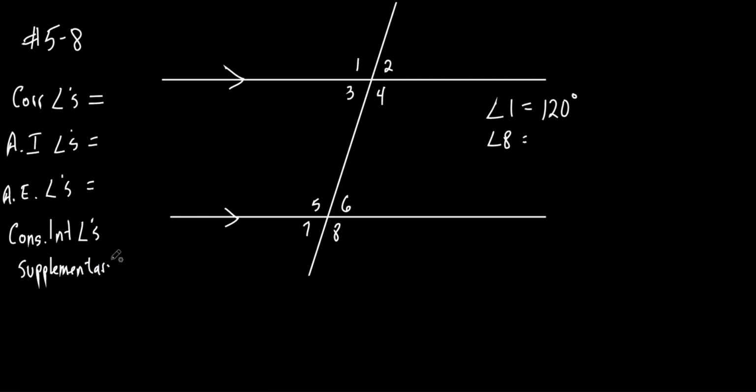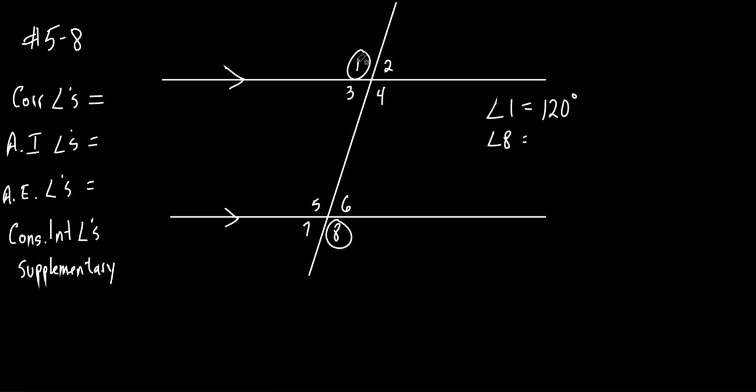What does that mean, to be supplementary in geometry? It means they add up to 180 degrees, okay? So the consecutive interior angles add up to 180. We'll get to that in a second. But right now, I got 1 and 8. What's true about 1 and 8?